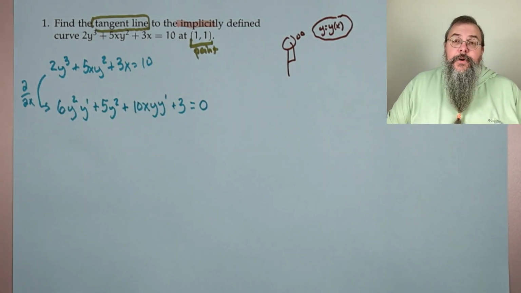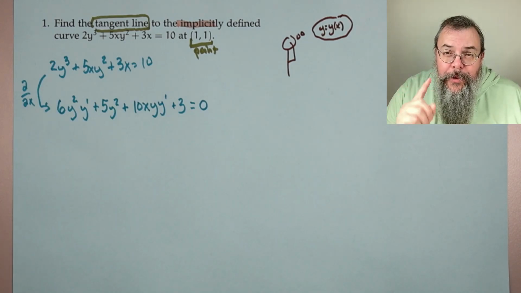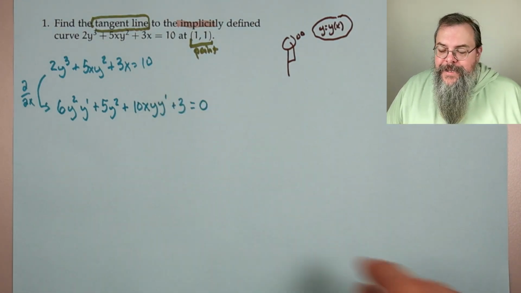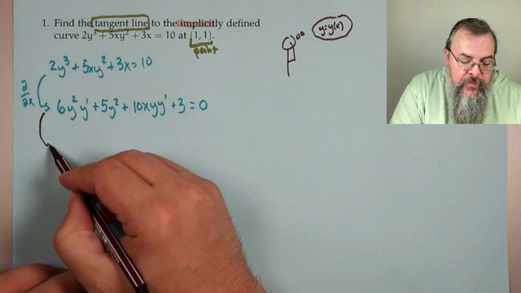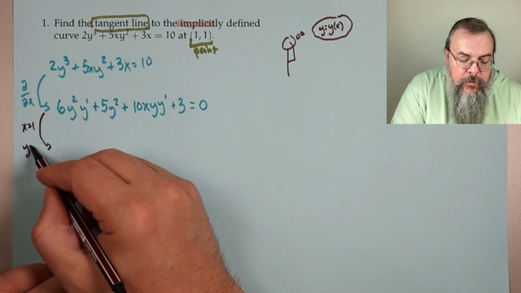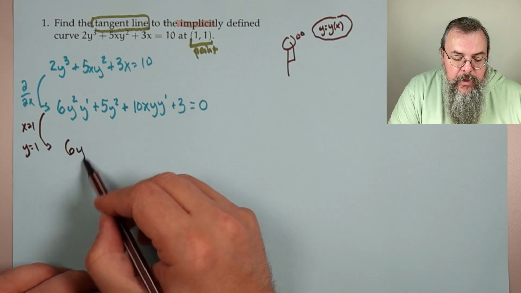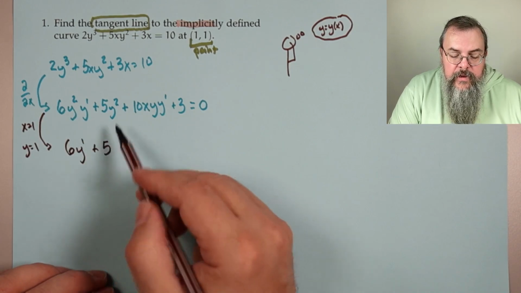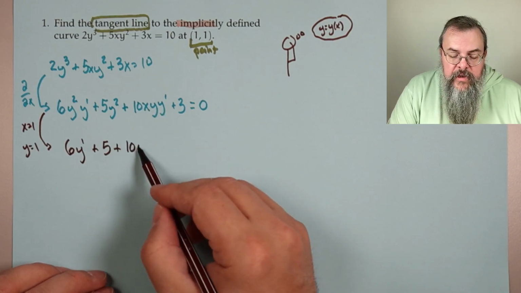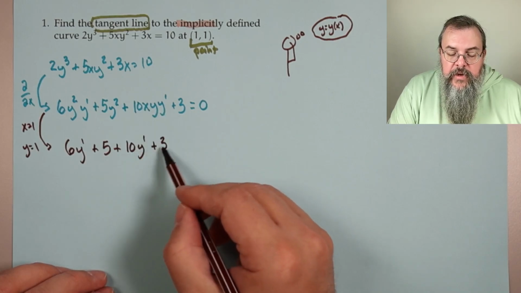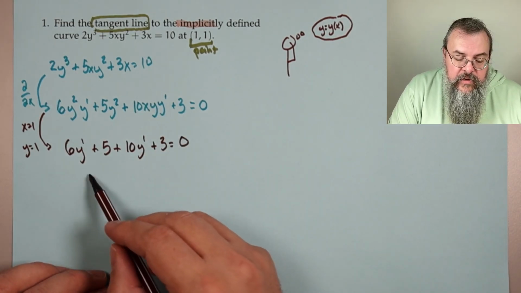All right, now, we don't need to know the derivative everywhere. We just need to know the derivative one-where. 1, 1. All right, so now, what do we do? Well, let's plug in. So we plug in x equals 1, y equals 1. And we get 6 times 1 times y prime plus 5 times 1 plus 10 times 1 times 1 times y prime. So that's 10y prime plus 3 equals 0. All right. Well, that's 16y prime.